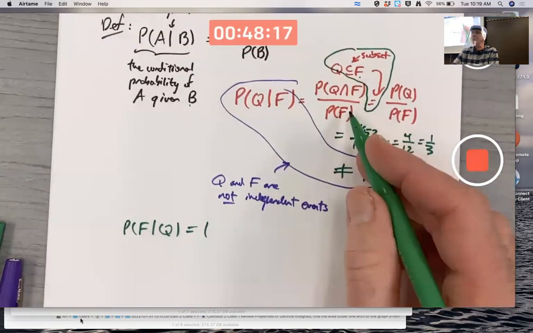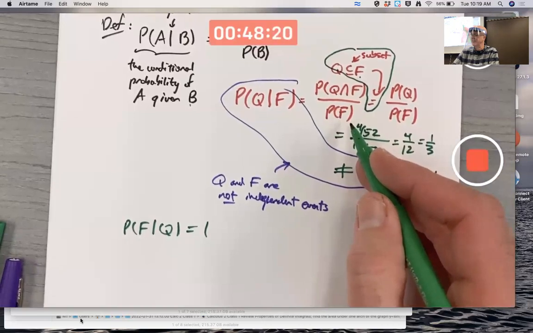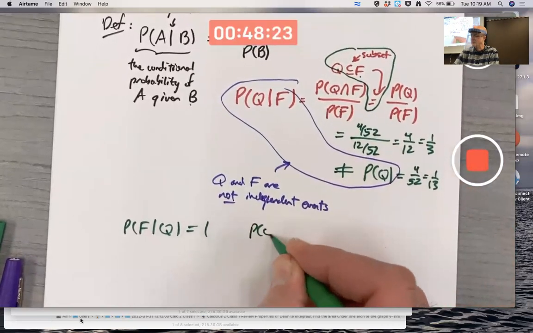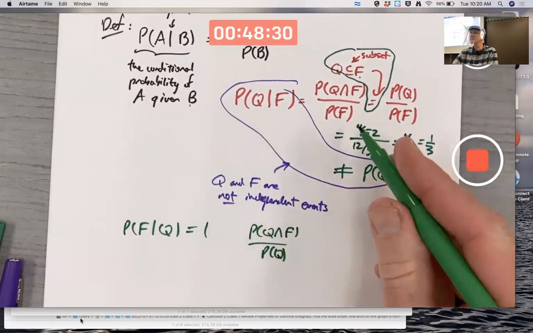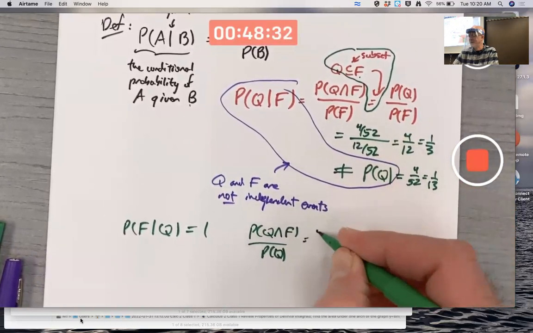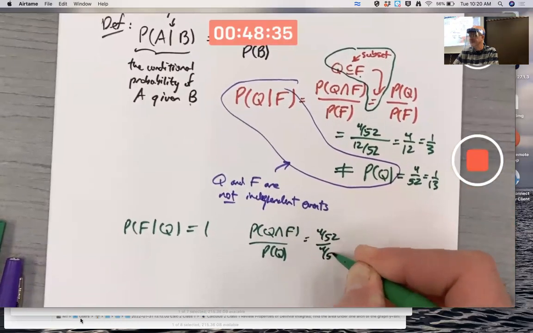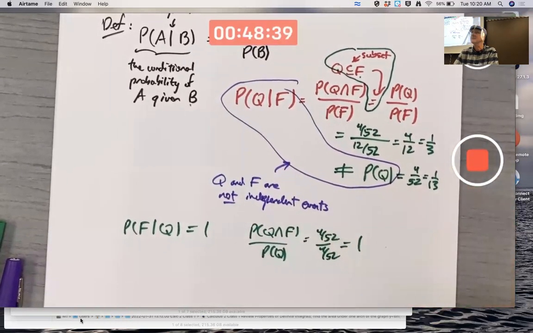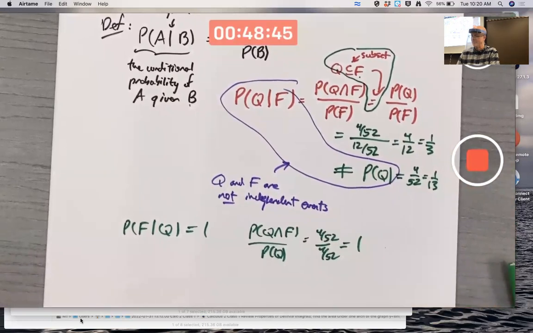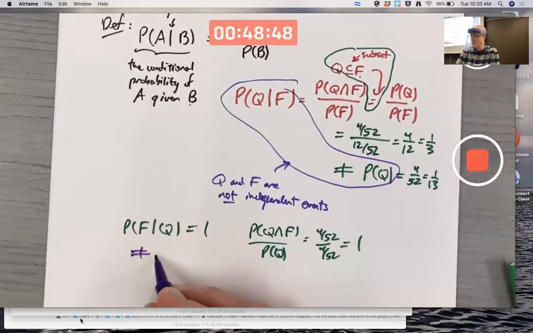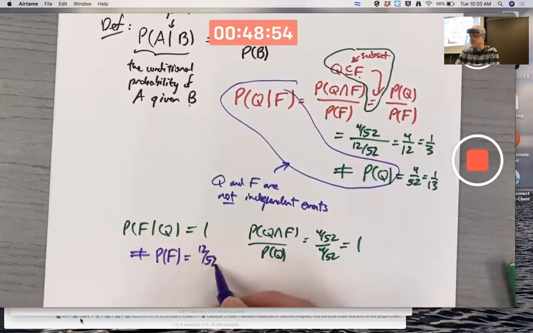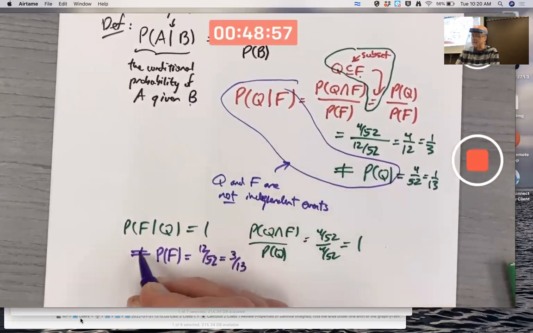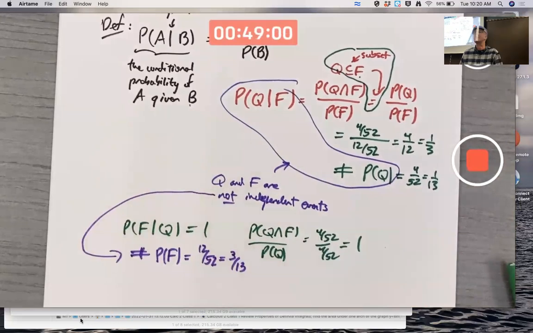Does it make sense with this formula? Well, only if you divide by P of Q. P of Q intersect F divided by P of Q in this case instead of P of F is 4/52 divided by 4/52, which is 1. And that is not equal to the ordinary probability of being a face card, which is 12/52, 3/13. Those are not equal. So Q and F are not independent. That is also related to those not being equal.